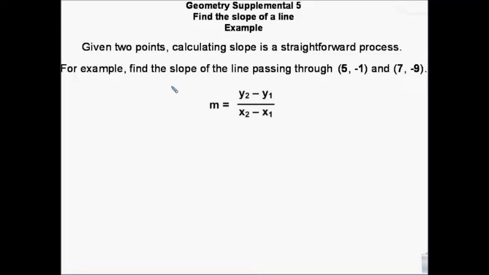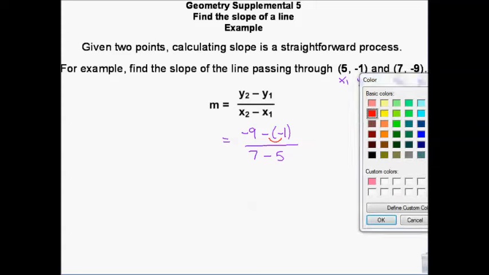So if we're given 2 points and we're going to calculate our slope, we have to pick which is which. Like I said, normally I just go in order, but it really doesn't matter. You could have said these were 2's and those were 1's, or the other way around. But once I've got that, I plug them in. So my y2 is -9. My y1 is -1. And always remember it's minus whatever it is, so it's minus the negative. And then x2 is 7, and x1 is 5.